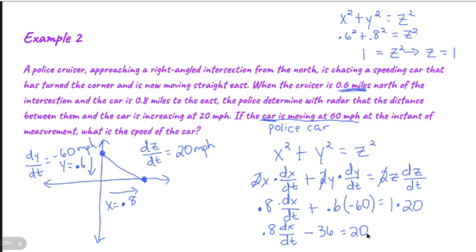We'll add 36 to both sides. We will get 56 and then divide by 0.8. When you do all that, dx/dt ends up giving you 70 miles per hour. There you go. Calculus in a high-speed car chase.